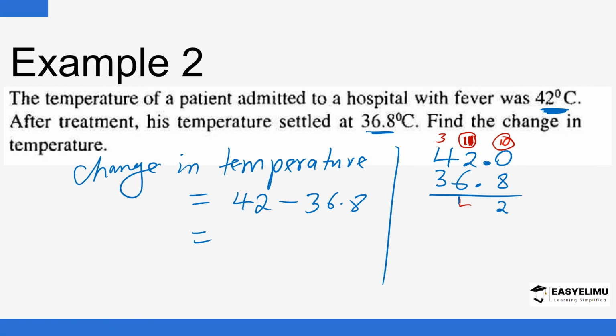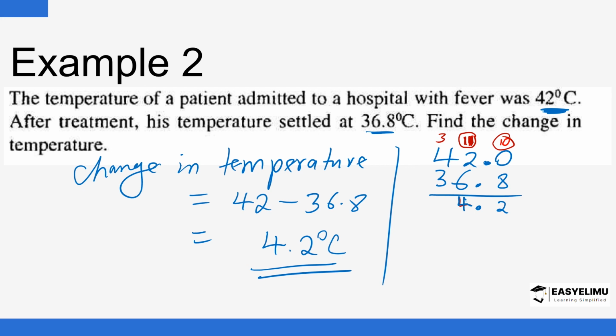So 11 minus 6 is 4, and then there is a decimal point there. So you can see now the difference here is 4 point 2. So that is the difference. The difference in temperature is 4.2 degrees Celsius.